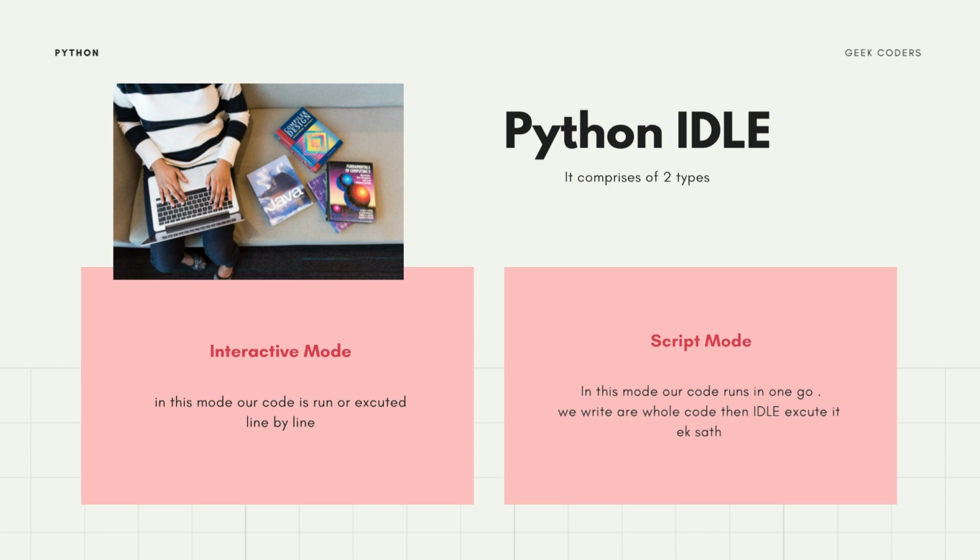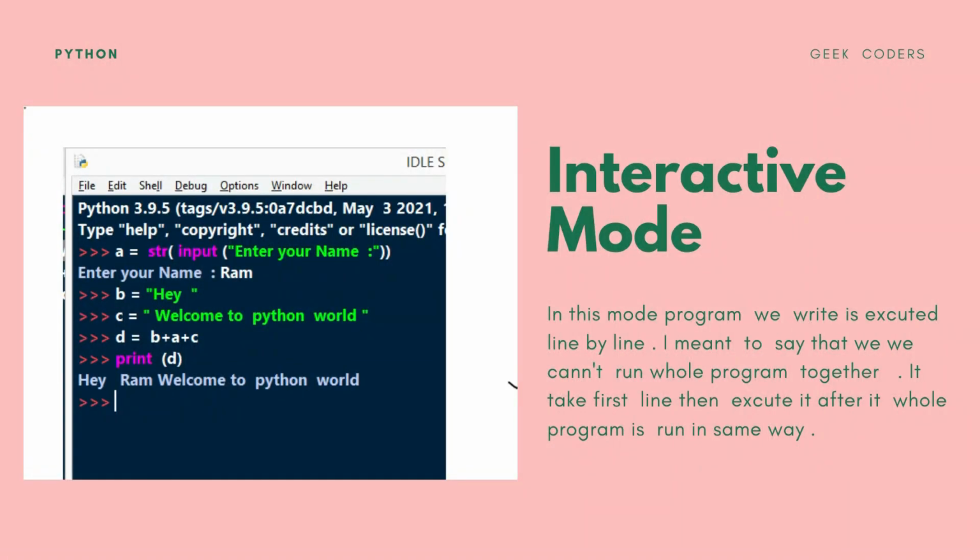Now, in brief, interactive mode. In this mode, the program we write is executed line by line. I mean to say that we can't hold the program together. We take the first line, then execute it, and after this the second line and third, and this process goes on.